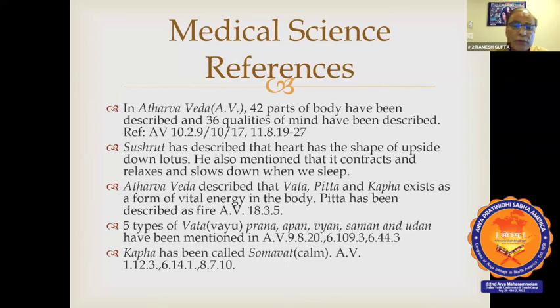So now references. So in Atharvaveda, there are 42 parts of the body described. Can you believe it? 36 qualities of mind have been described in Atharvaveda. And there are references I have given specifically. Sushruta has described that the heart is in the shape of an upside-down lotus. 3,500 years ago, he described the anatomy.